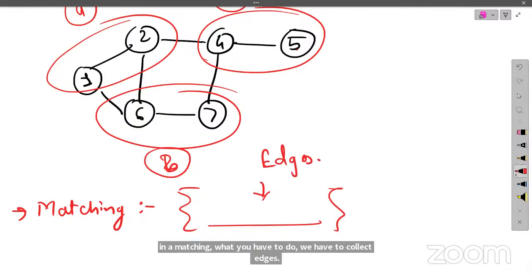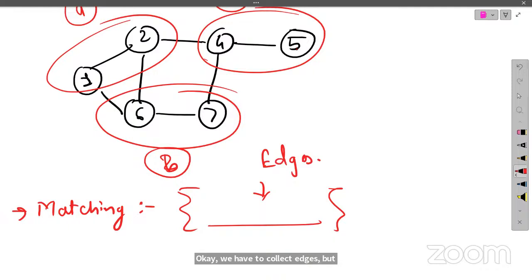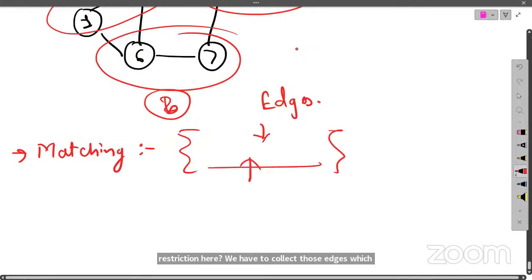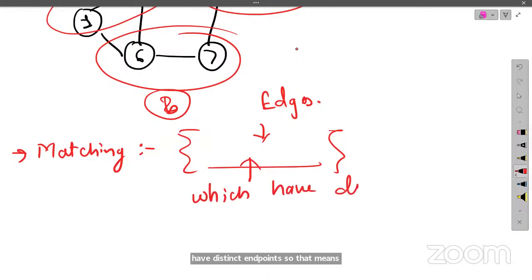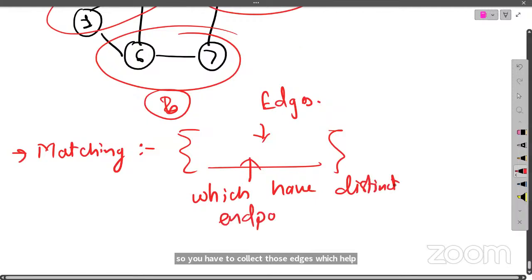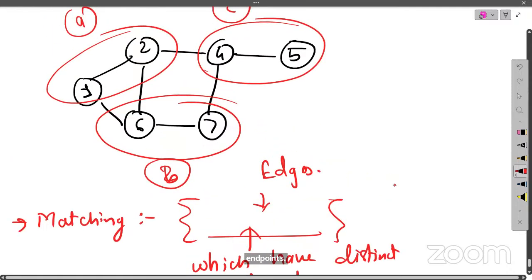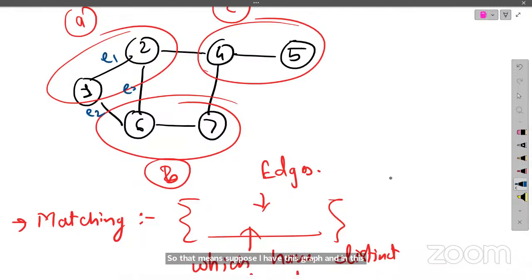But what will be the restriction here? We have to collect those edges which have distinct endpoints. So suppose I have this graph, and in this graph I consider one set of edges. I'll name the edges E1, E2, E3, E4, E5, and E6.